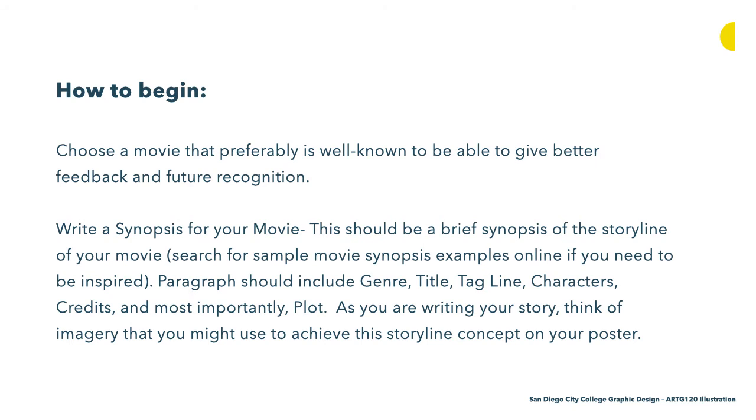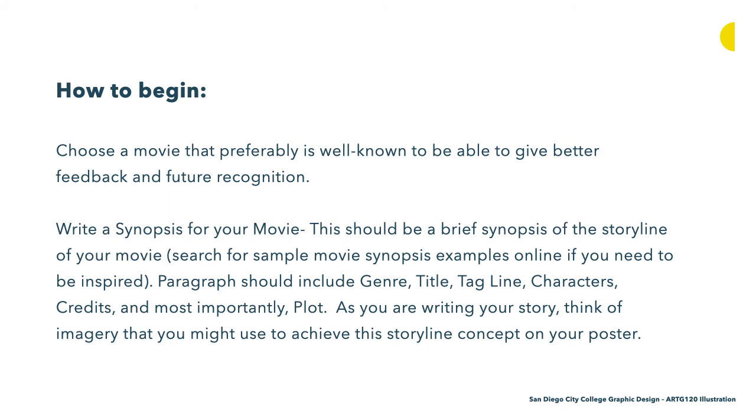Well, the first step you need to do is to choose a movie that is preferably well known, to be able to give you, for myself as well as your peers, better feedback and also have better recognition in the future. And the next thing we're going to do is write a synopsis for this movie in your own words. So I want you to think about this as just a simple sum up of the film. You can talk about the genre, the title, the tagline, the characters, the credits, and most importantly, the plot.